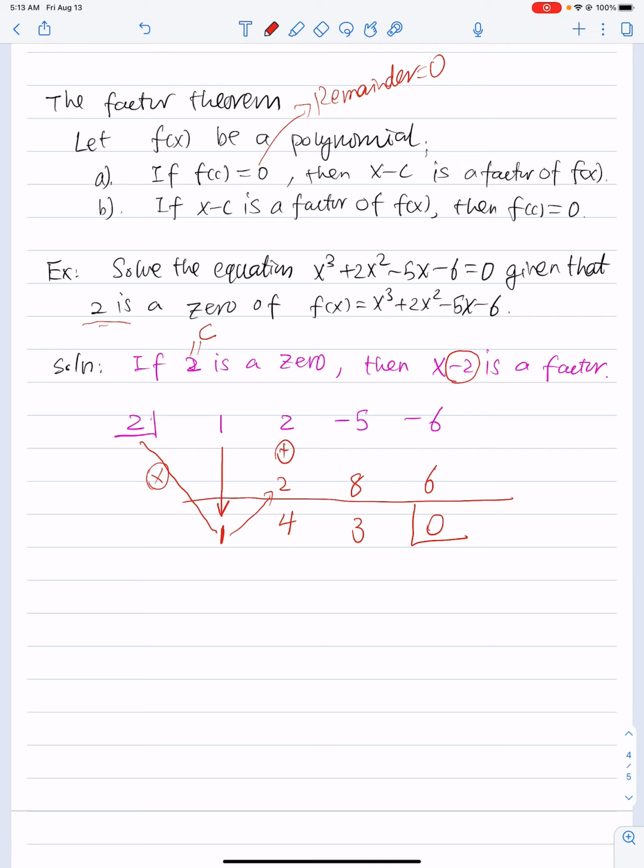So what happens here? What is the quotient here? The first term is 1 less than the dividend. So it's what? X squared plus 4x plus 3. So quotient is this. So whatever you have, f(x), you have a factor x minus 2 times your quotient.